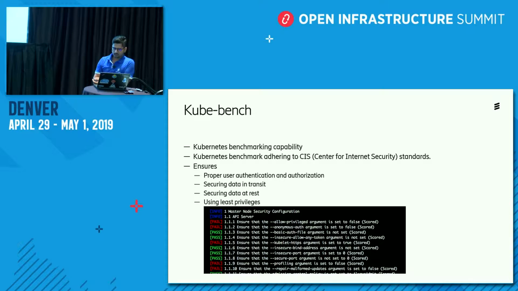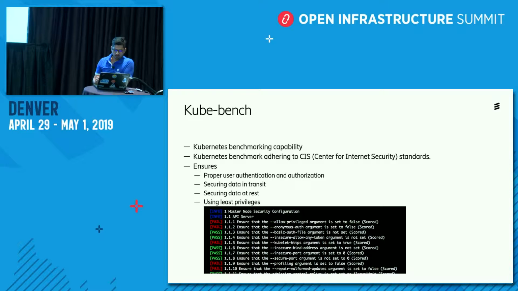So Cubebench provides you that capability, and these benchmarking tests are provided by the CIS. Whenever you run the tests against a running Kubernetes cluster, you would be able to find flaws. As you can see, I've deliberately shown you some examples where there are failures. For example, the first failure says the allow privilege in the configuration is set to false, which is not the correct thing to do when you're setting up a Kubernetes cluster.